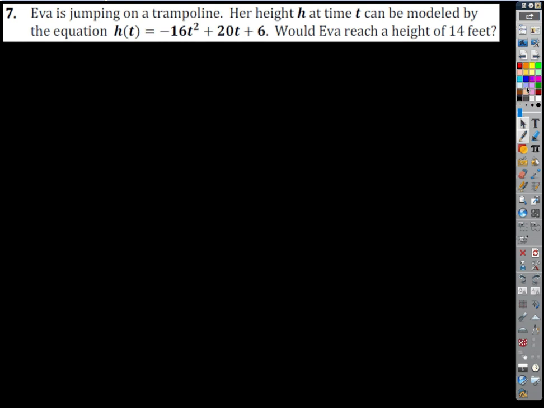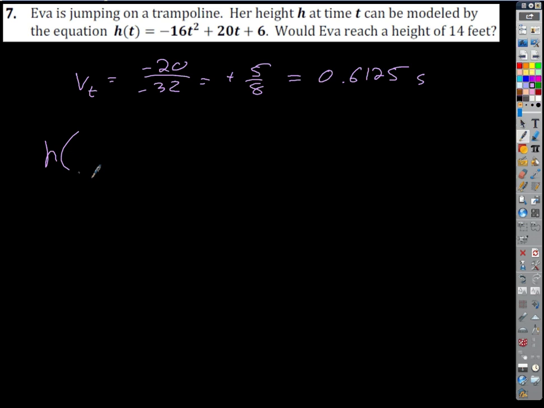So we could probably do this really fast. If I want to find what normally we'd call h, so it's going to be the t coordinate of the vertex, not the x coordinate. It's going to be negative b, so negative 20 over 2 times a, over negative 32 is, what is that, negative 5 ace? A positive 5 ace. So that's going to be 0.625 seconds.